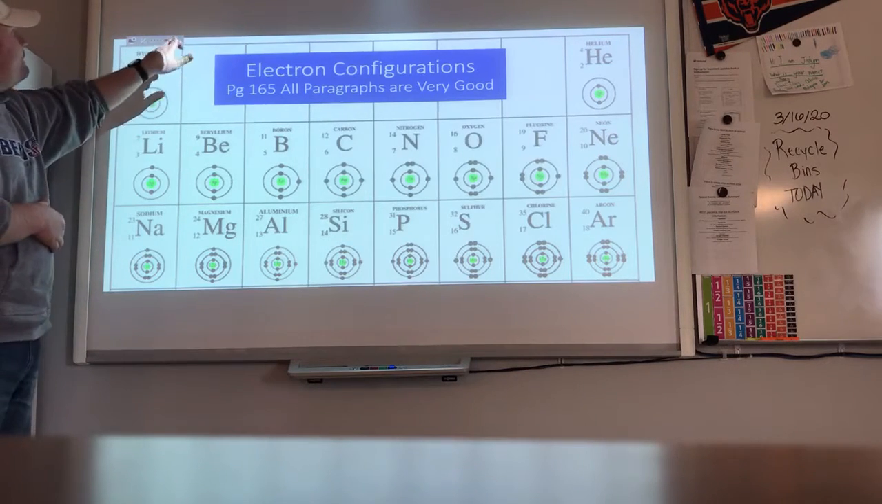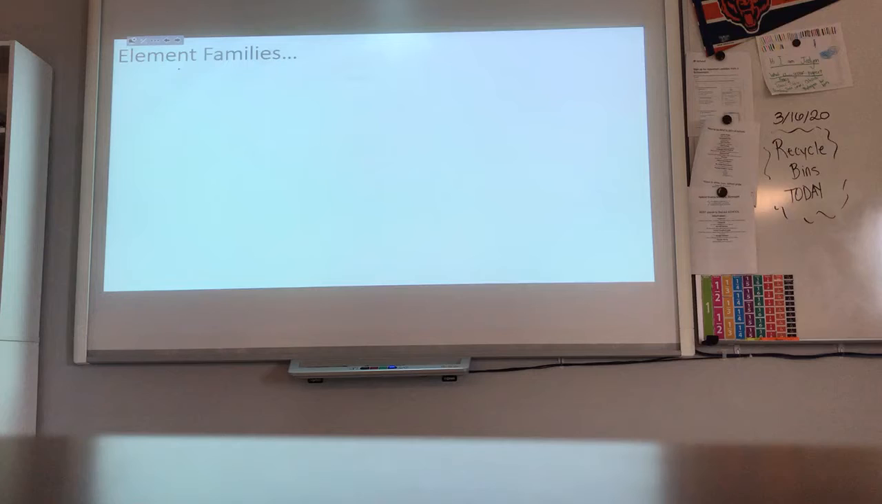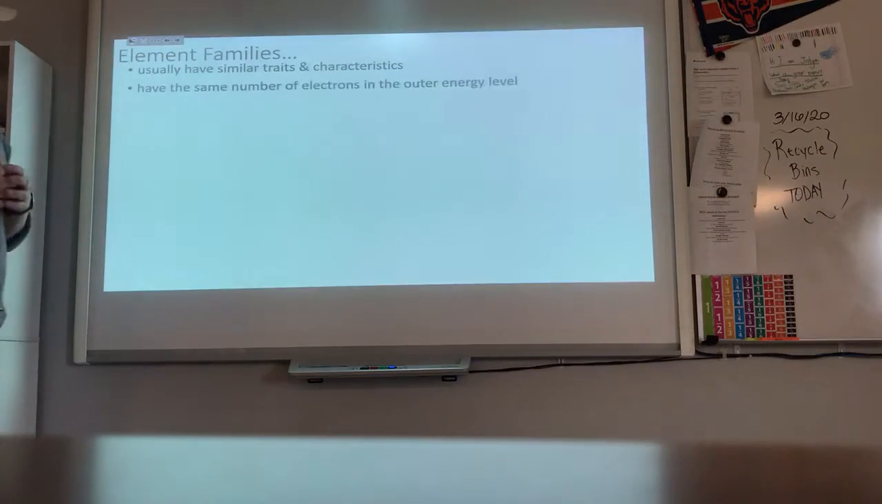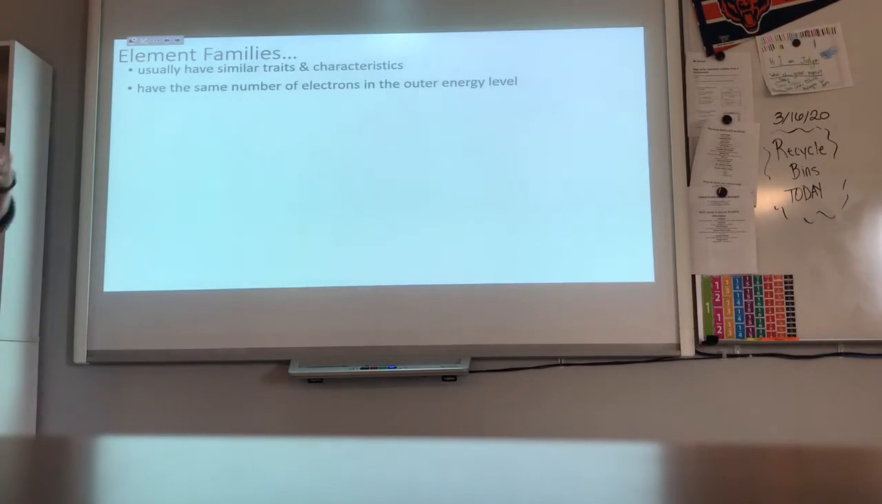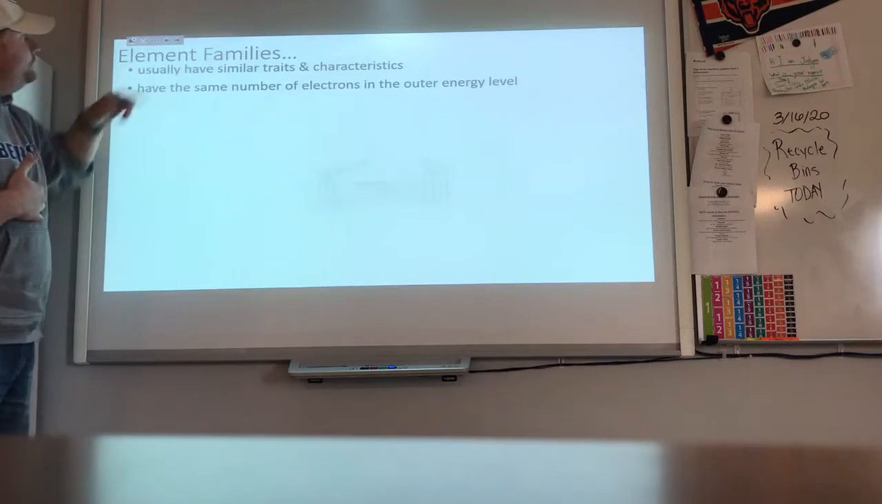Now, element families are something big that we'll describe. They usually have similar traits and characteristics, just like you and your siblings may look alike or act alike because of the way your parents have raised you. They have the same number of electrons in the outer energy level. So that's something that's important. And those outer energy level electrons really have a lot to do with why things combine.